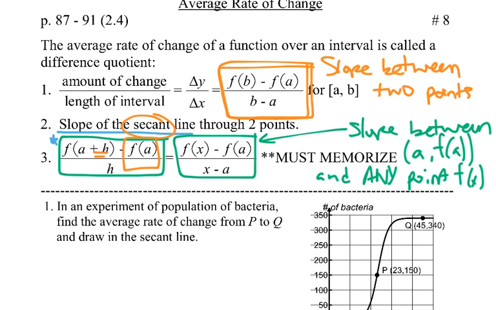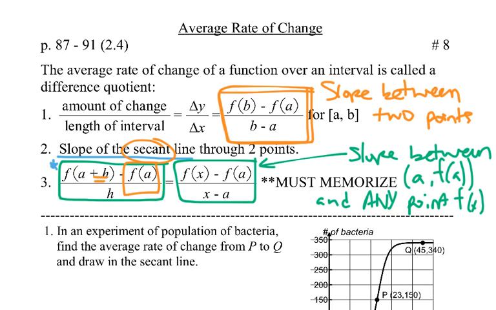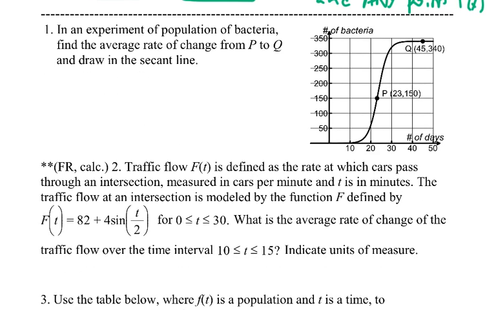Alright, but for right now, let's just focus on average rate of change. And look at question number 1. It says, in an experiment of population of bacteria, find the average rate of change from P to Q and draw the secant line. So the secant line is just the line that goes through those 2 points. And the slope of that secant line is the average rate of change.